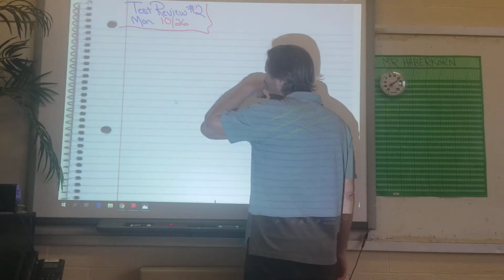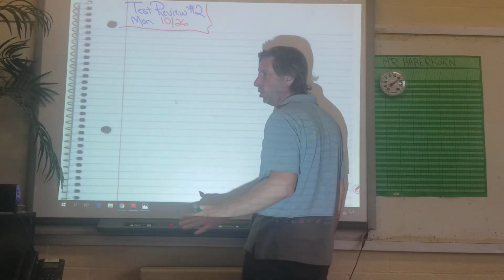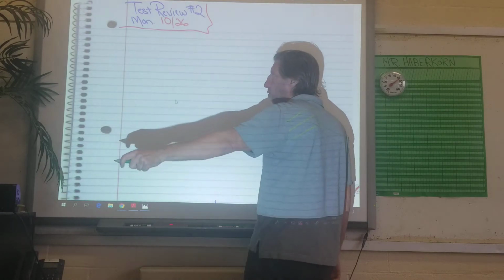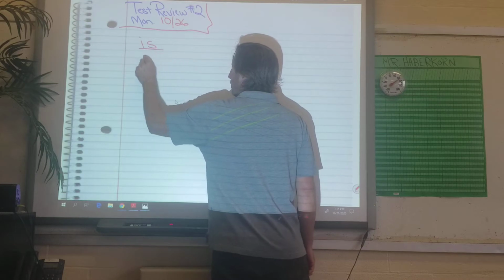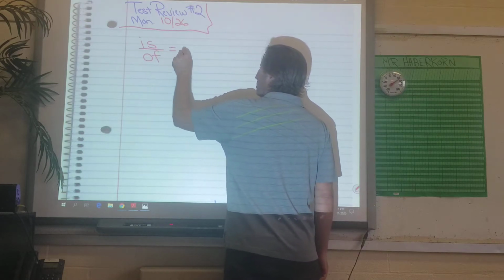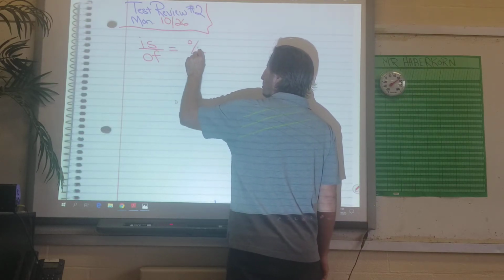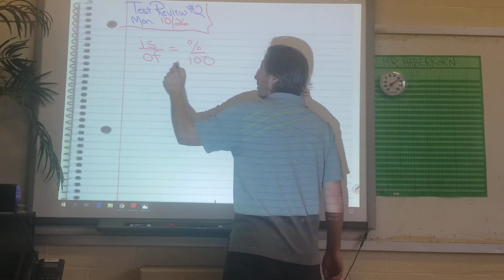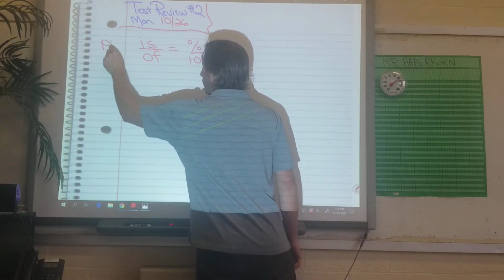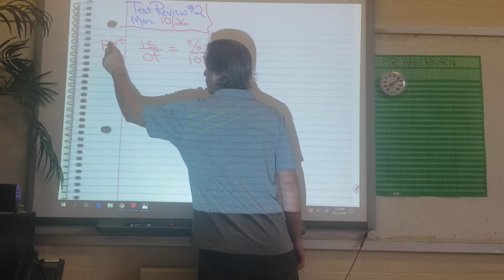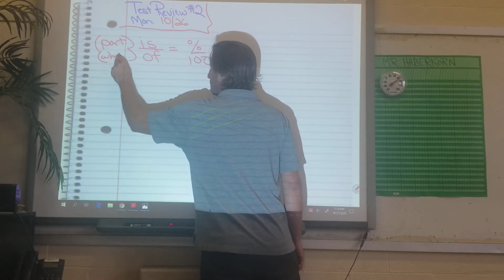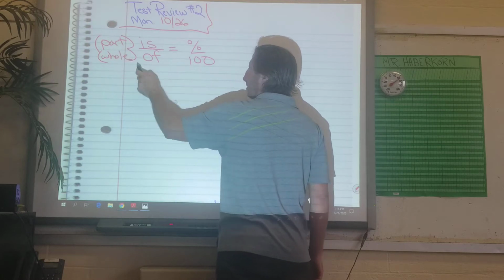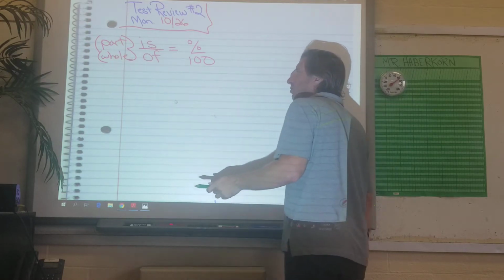So we had a bunch of different kinds of percent problems, right? And I'm just going to show you how to set them up because you know how to solve the proportions. So we have the is over of equals percent over 100 problems, right? And our is, our part for a word problem, over the whole amount. So if it's a word problem, you use these. If it's just a regular percent problem, we use these, right?